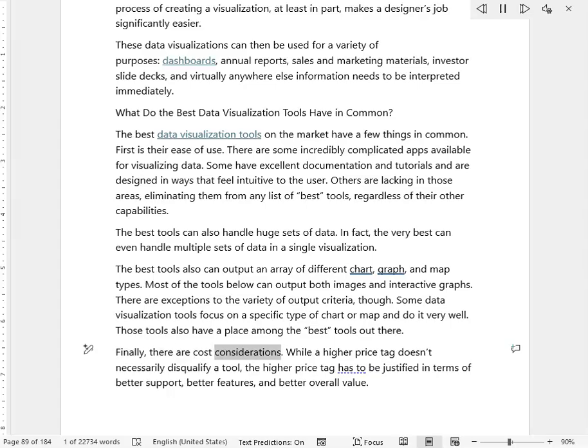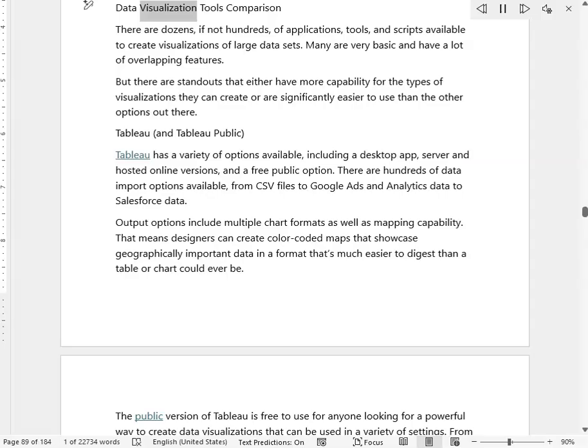Finally, there are cost considerations. While a higher price tag doesn't necessarily disqualify a tool, the higher price tag has to be justified in terms of better support, better features, and better overall value. Data visualization tools comparison. There are dozens, if not hundreds, of applications, tools, and scripts available to create visualizations of large data sets. Many are very basic and have a lot of overlapping features. But there are standouts that either have more capability for the types of visualizations they can create or are significantly easier to use than the other options out there.